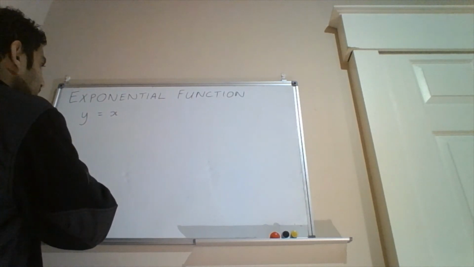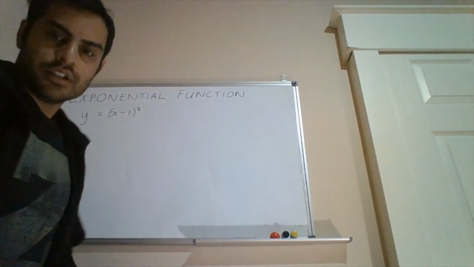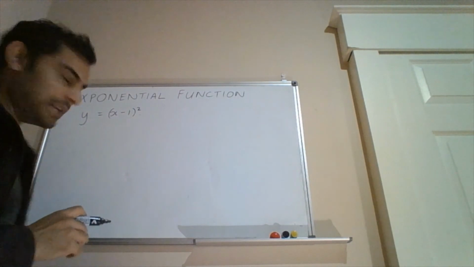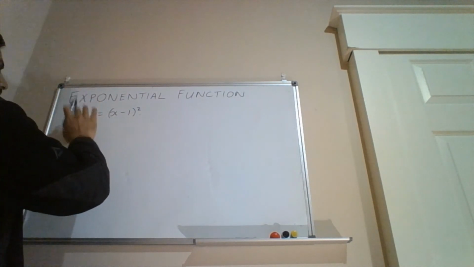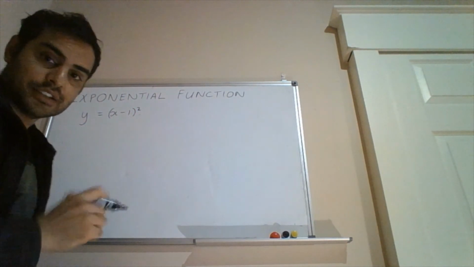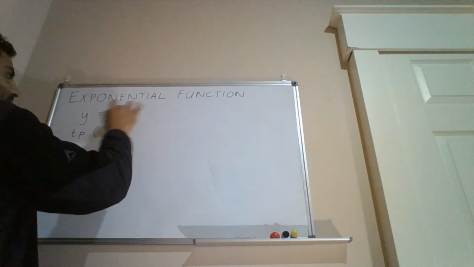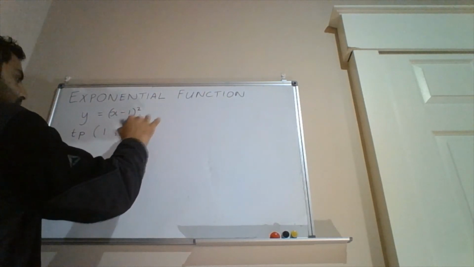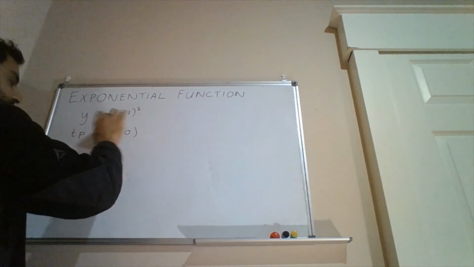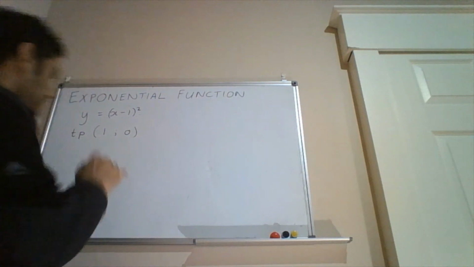Let's pick y equals (x minus 1) squared. This is the turning point form of the parabola, and our turning point is the value that makes this bracket 0, and here we don't have a bracket, so y is just going to be 0, giving us a turning point of 1 for the x value and 0 for the y value. Just remember the value of x that makes this bracket 0 is 1, because 1 minus 1 is 0.